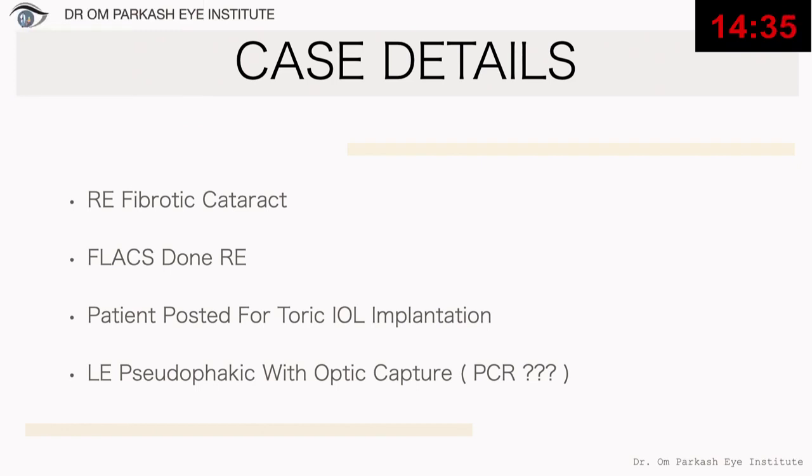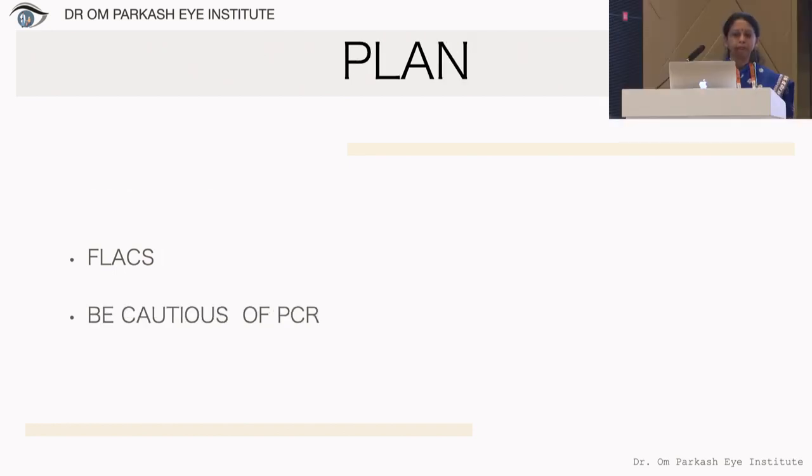The fellow eye of this patient is pseudophakic, and we can see an optic capture. So maybe a PCR had occurred in the fellow eye. So we are keeping in mind that maybe in this eye there is a posterior polar cataract. So the plan of surgery is to post the patient for a FLAX capsulotomy and then do a phacoemulsification and be cautious of a PCR.